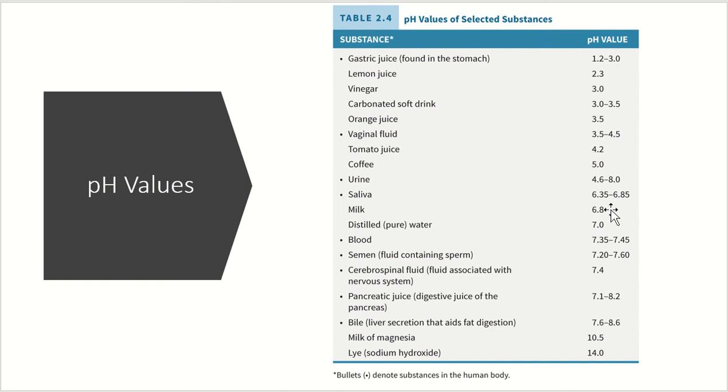Things like milk are going to be pretty close to neutral, about 6.8. Distilled pure water is perfectly neutral. Blood is going to be just barely basic, just barely alkaline, not really too big a difference there. And interestingly enough, semen, the fluid that contains the sperm from the male, is going to be a little bit basic too.